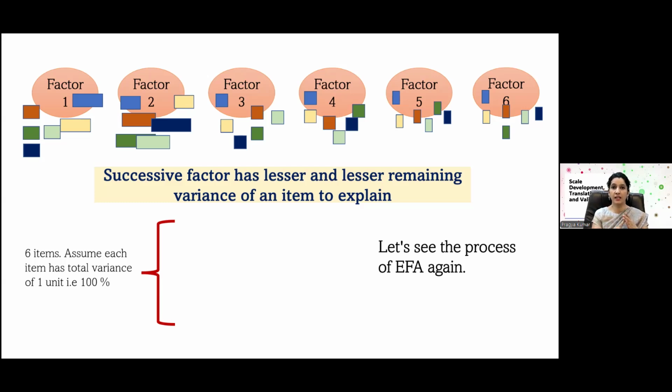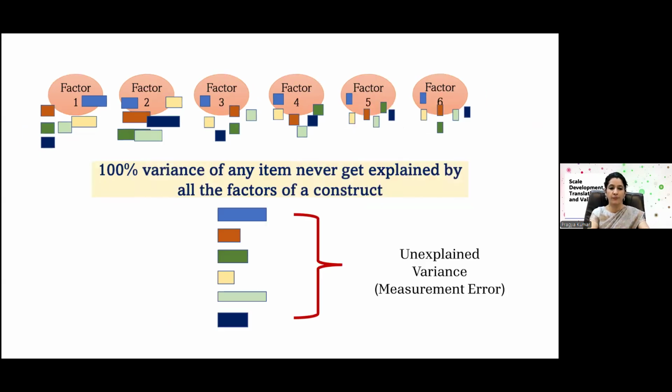And again, we learned that if on one factor at least 2 items have strong loading, only then will you consider that as a factor, because then only the eigenvalue will be more than 1. If the value is less than 0.5, then the eigenvalue will not be more than 1. So in this case, the 100% variance in any of the items never gets explained by all the factors of a construct. So there will be some unexplained variance, which we call a measurement error.